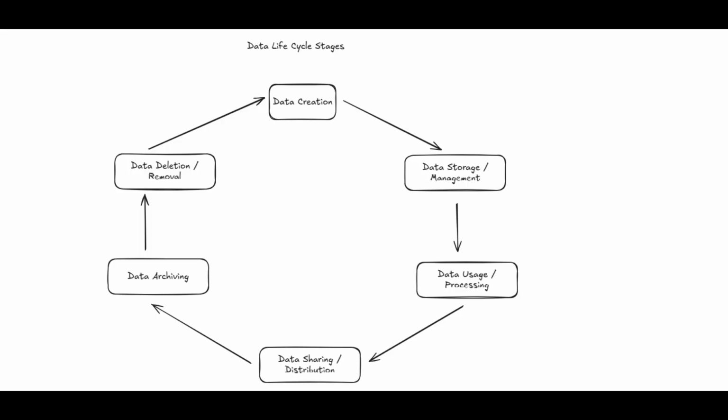And at last, data archiving and removal. Finally, when data becomes old or no longer useful, it's either stored away for record keeping or safely removed. Just like we clear old messages from our phones to make space, organizations do the same with data.